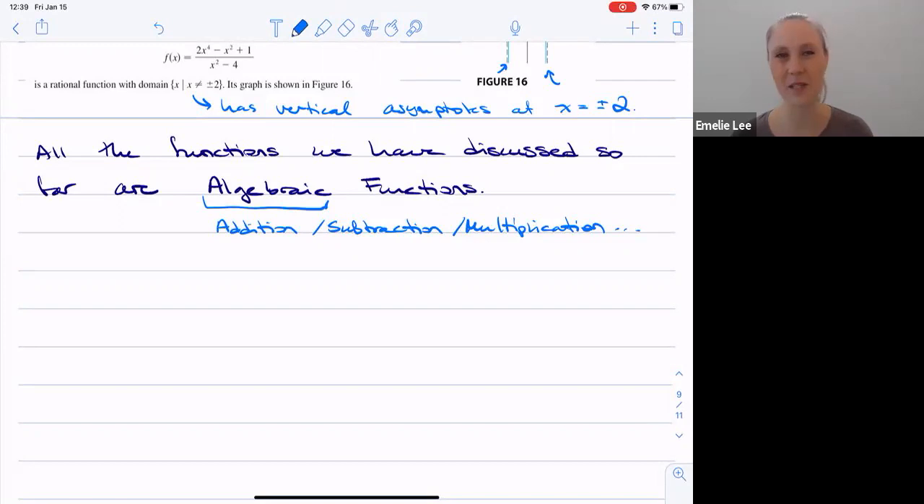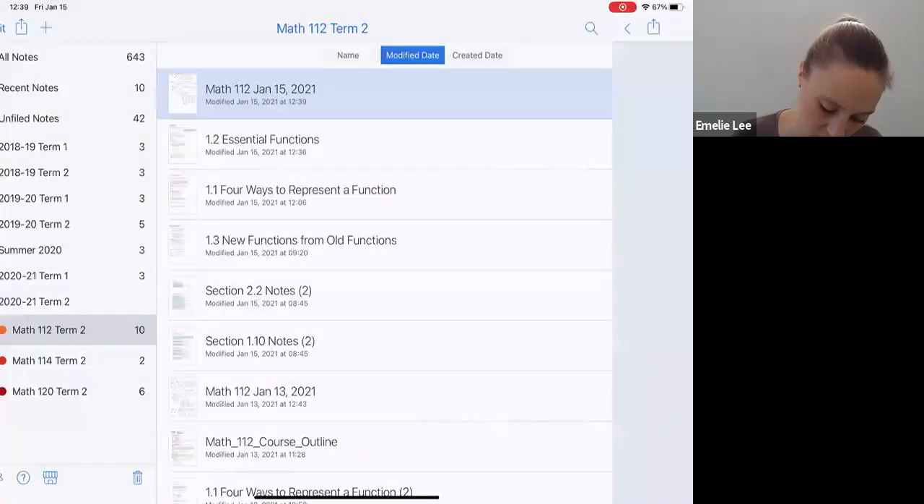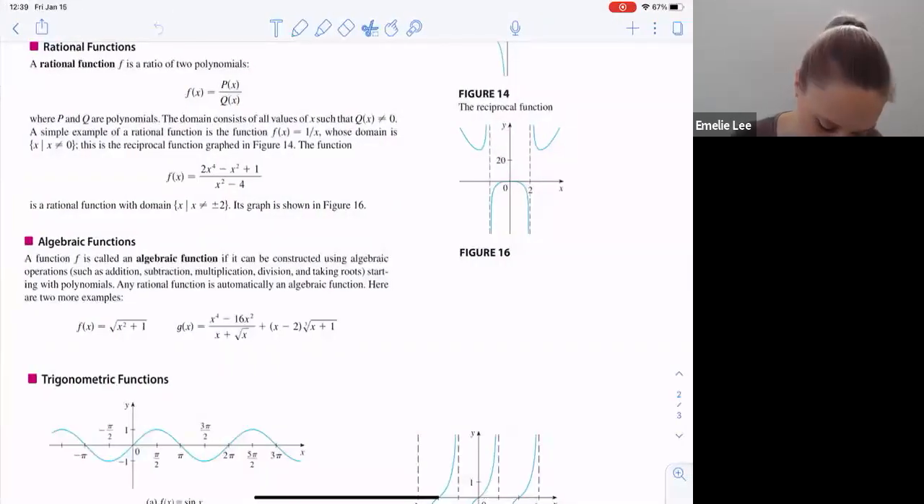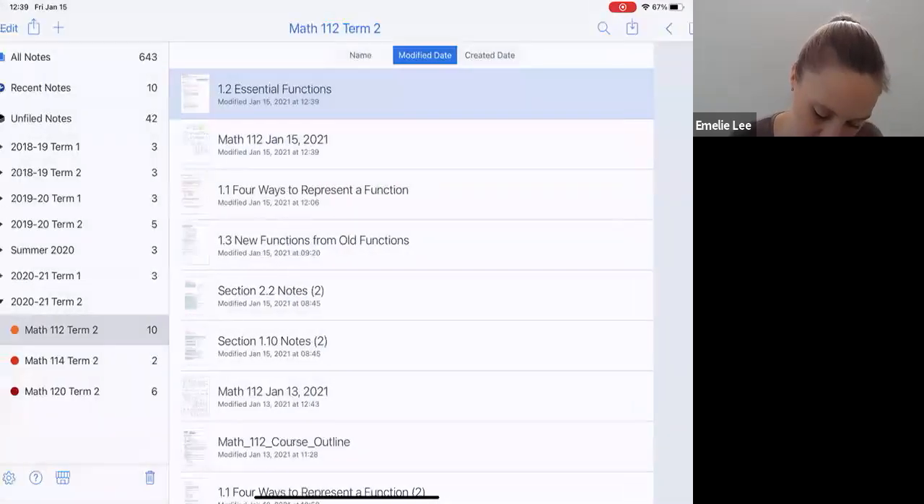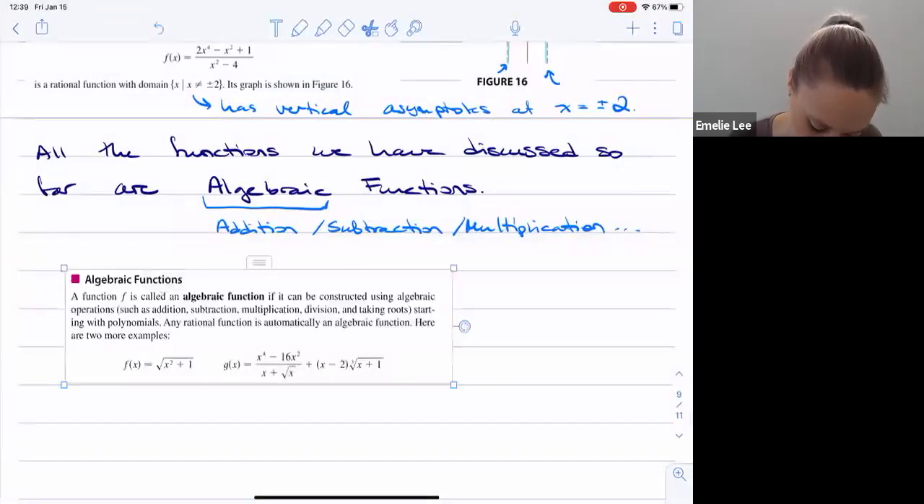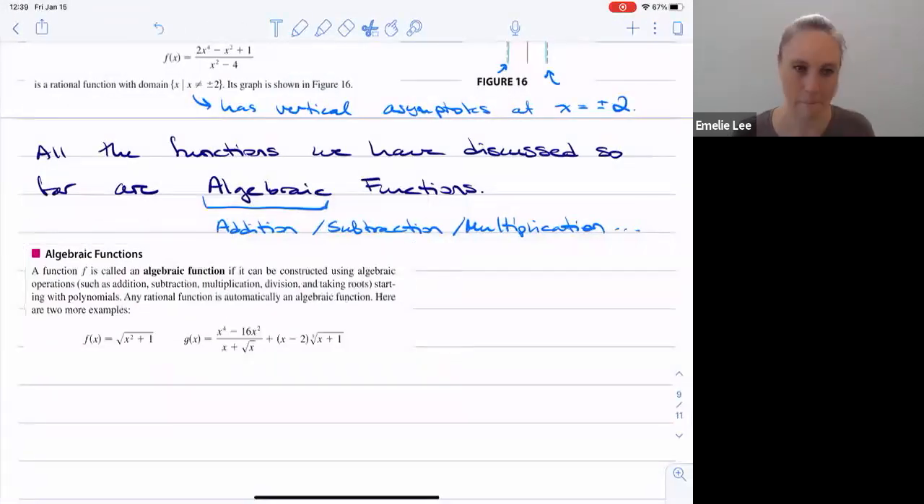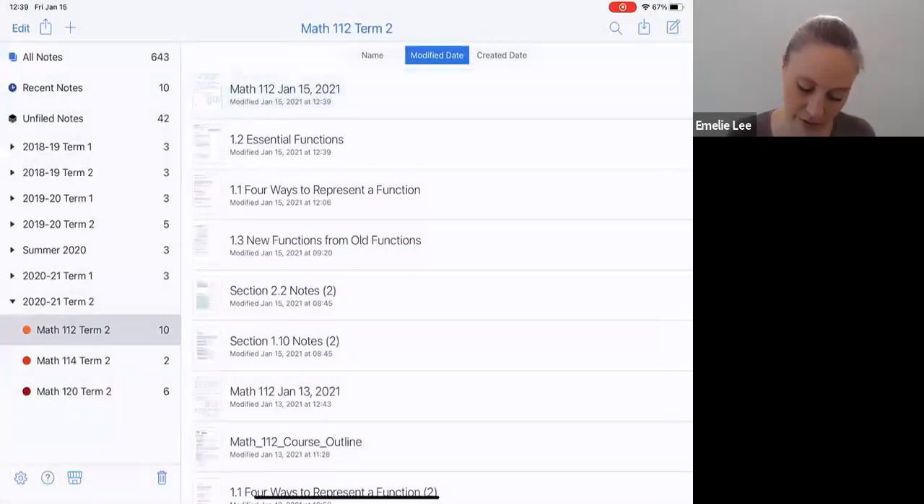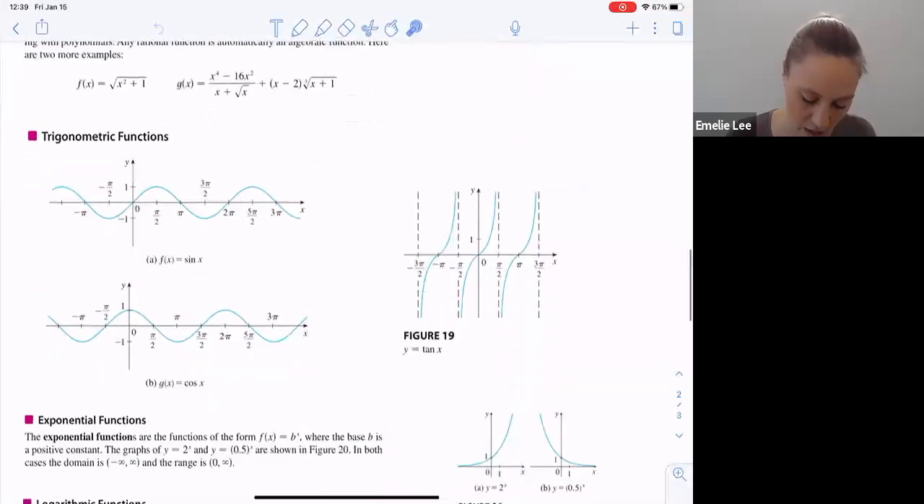And I only bring that up because it can be a little bit confusing, right? Got this terrifying sounding word, but it doesn't mean anything really. All right. Something as simple as this, the square root of x squared plus 1 is an algebraic function, and something like this, nasty, right? We're not going to do anything with those.